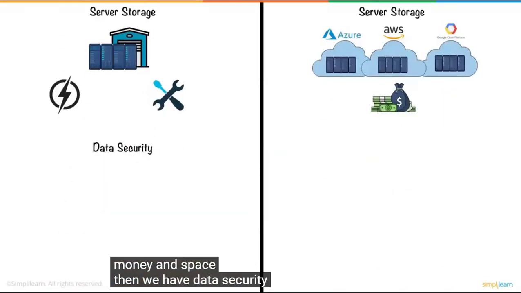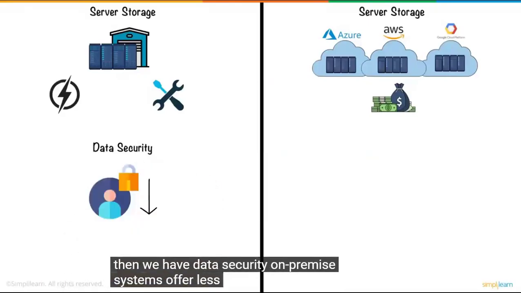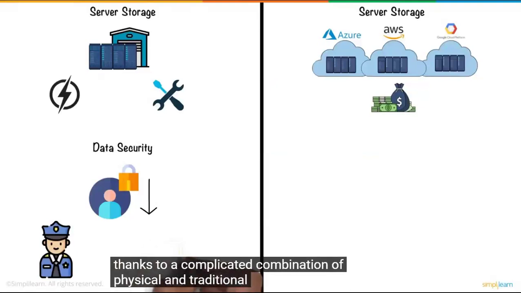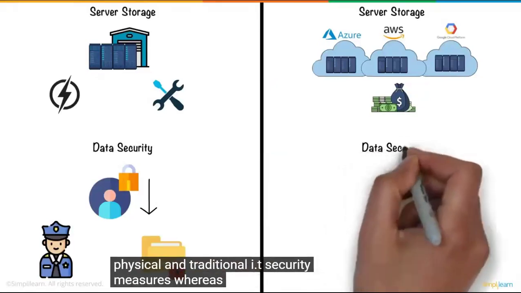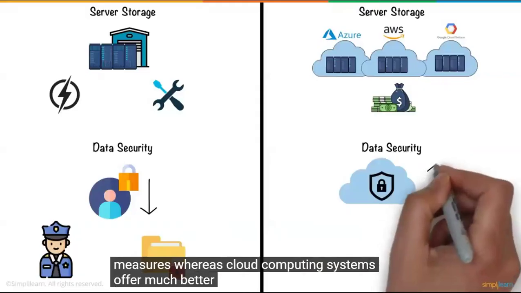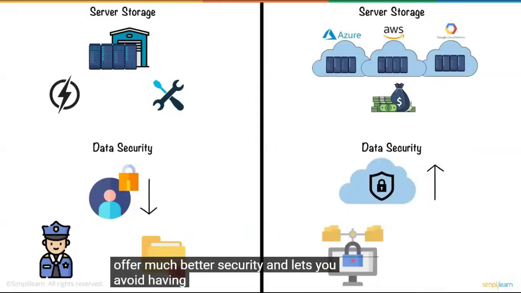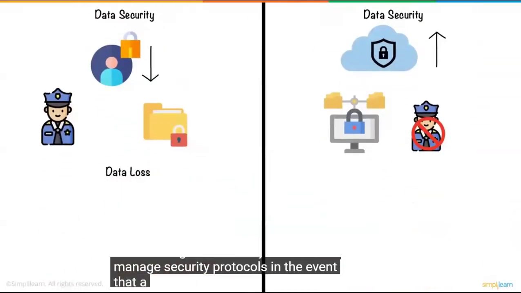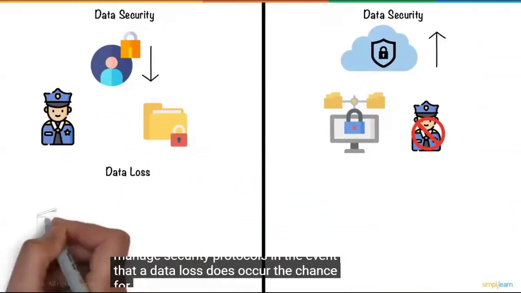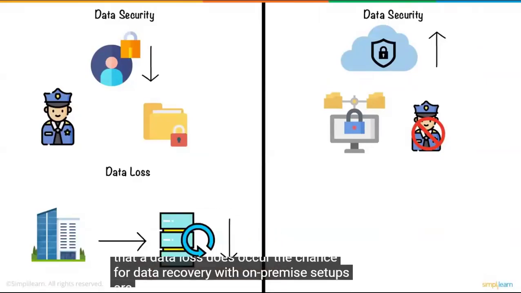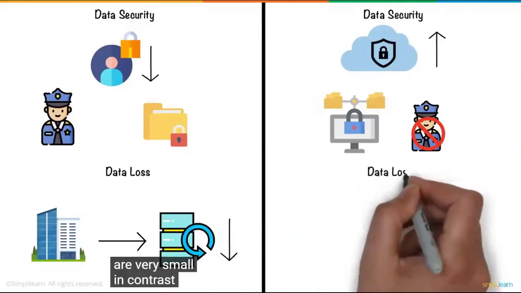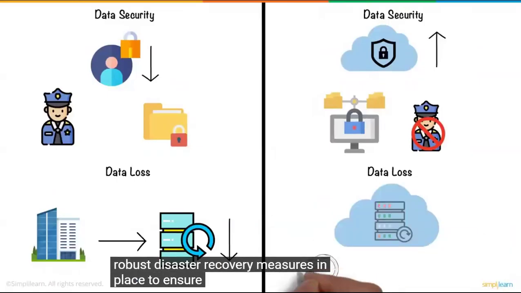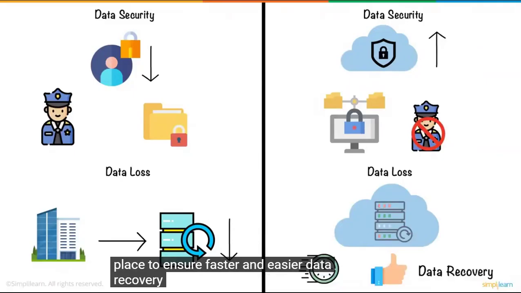Then we have data security. On-premise systems offer less data security, thanks to a complicated combination of physical and traditional IT security measures, whereas cloud computing systems offer much better security and lets you avoid having to constantly monitor and manage security protocols. In the event that a data loss does occur, the chance for data recovery with on-premise setups are very small. In contrast, cloud computing systems have robust disaster recovery measures in place to ensure faster and easier data recovery.